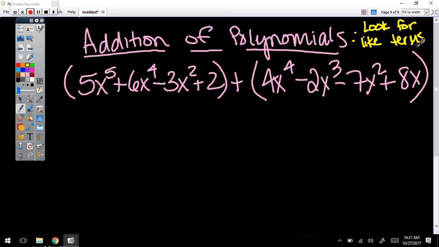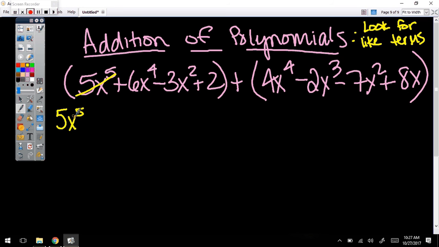I always look for the biggest exponent first. What's the biggest exponent you see? 5. Just move that down. There's no other exponent of 5, so there's nothing else I can do. So I have 5x to the 5th.